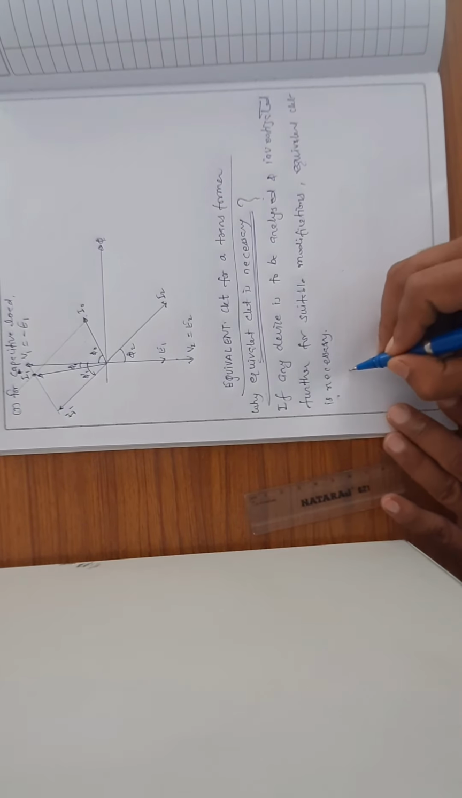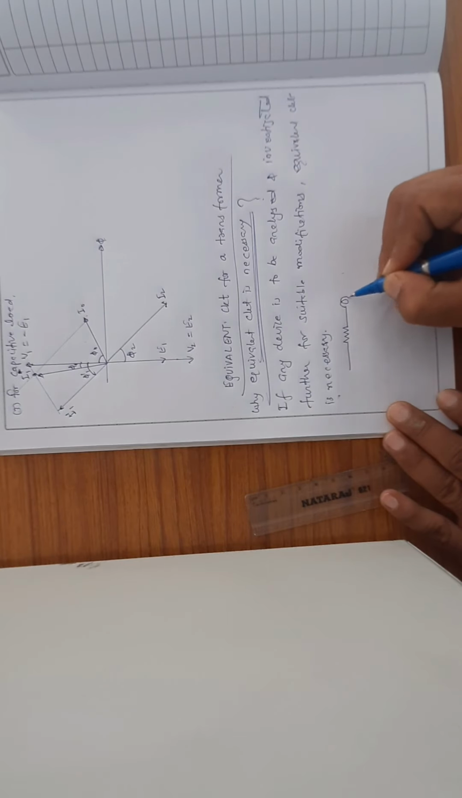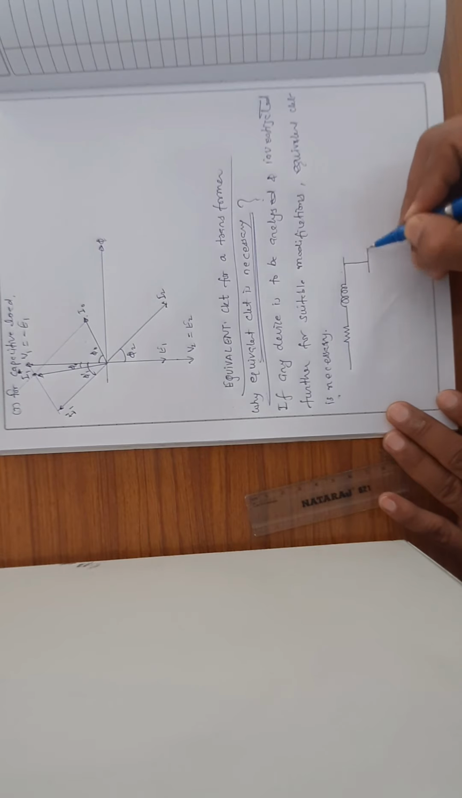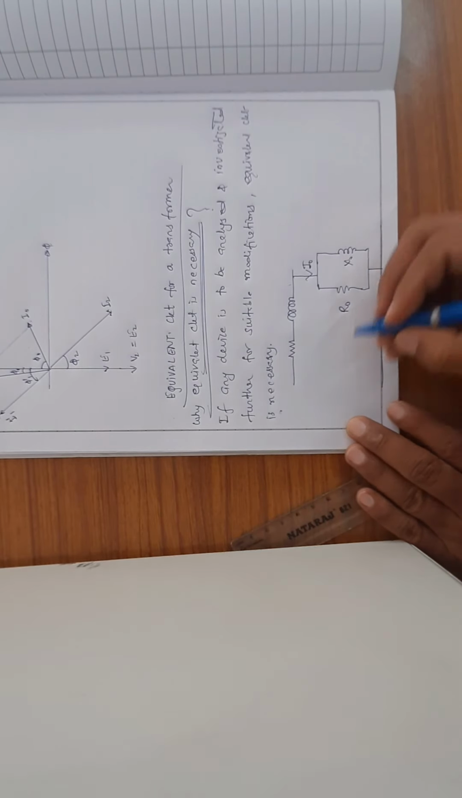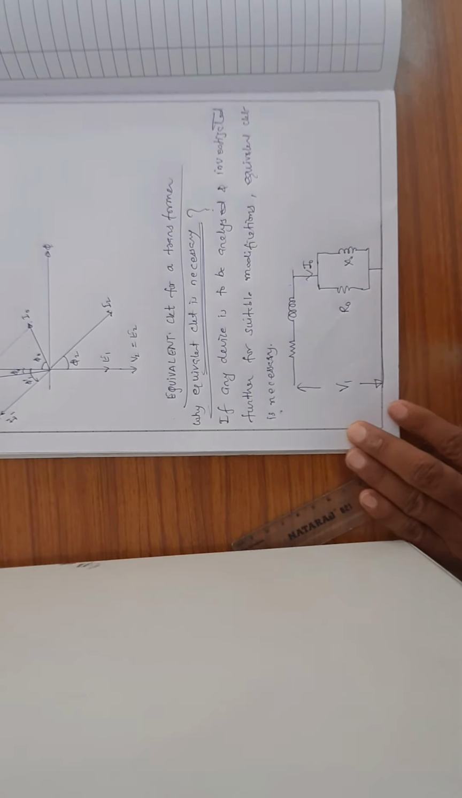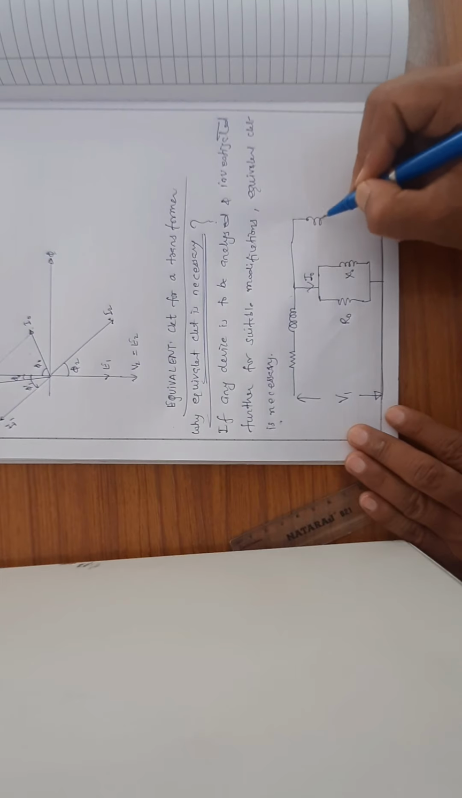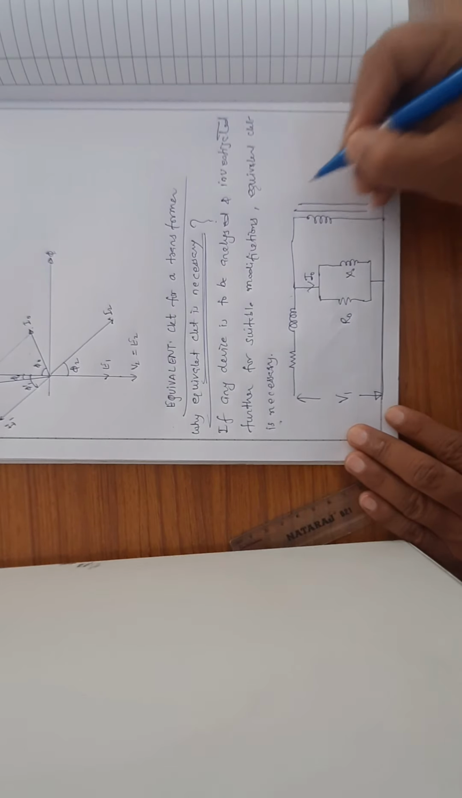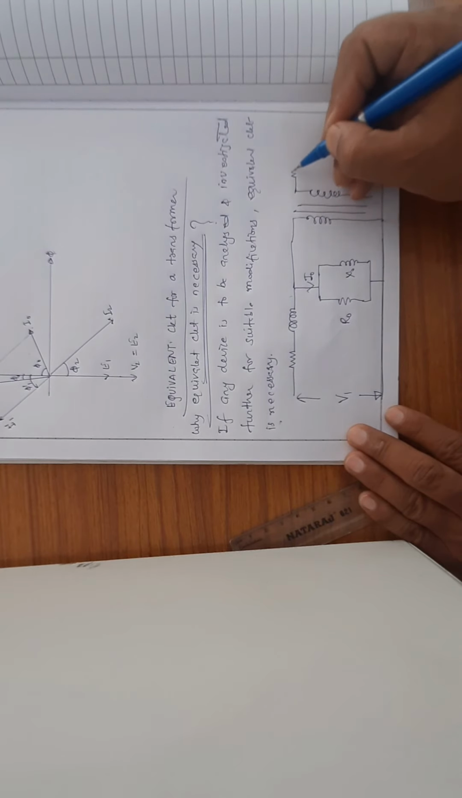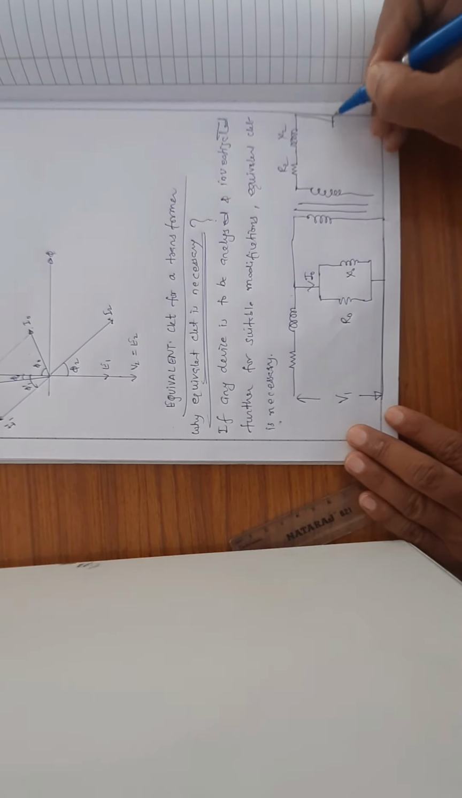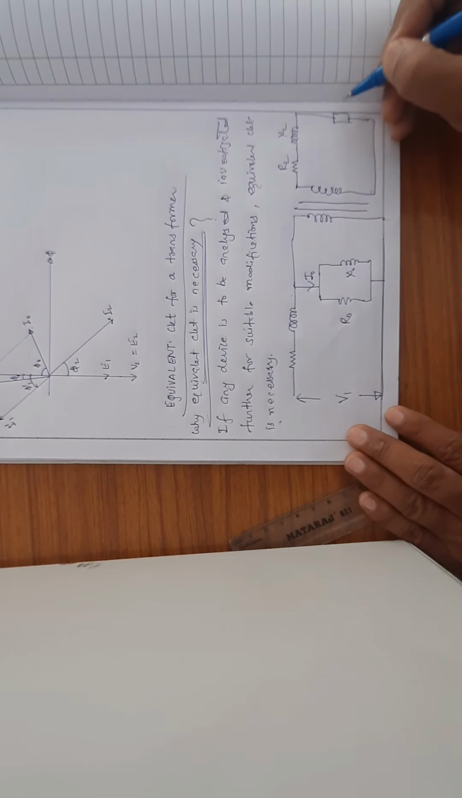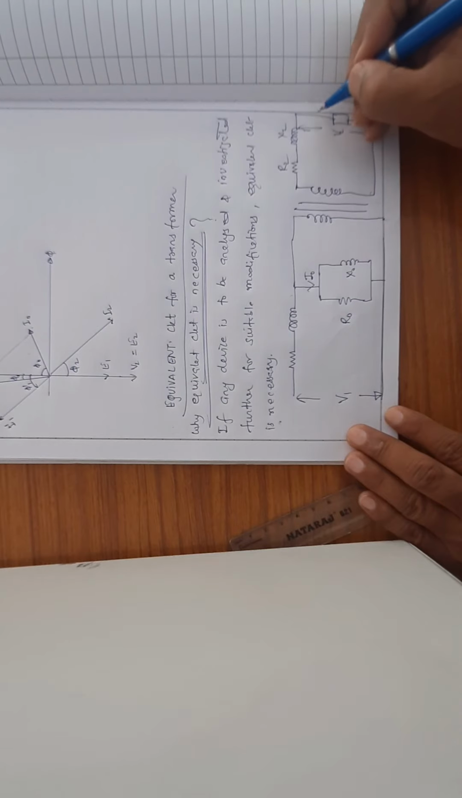Equivalent circuit of a transformer is R1, X1, no load current, no load resistance, no load reactance, applied voltage, primary winding, core, secondary winding, secondary side resistance, secondary side reactance R2, X2, load, terminal voltage V2, current I2.